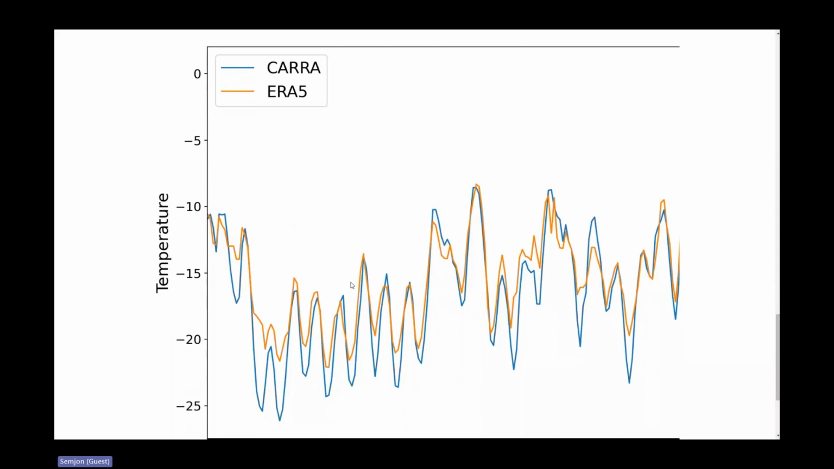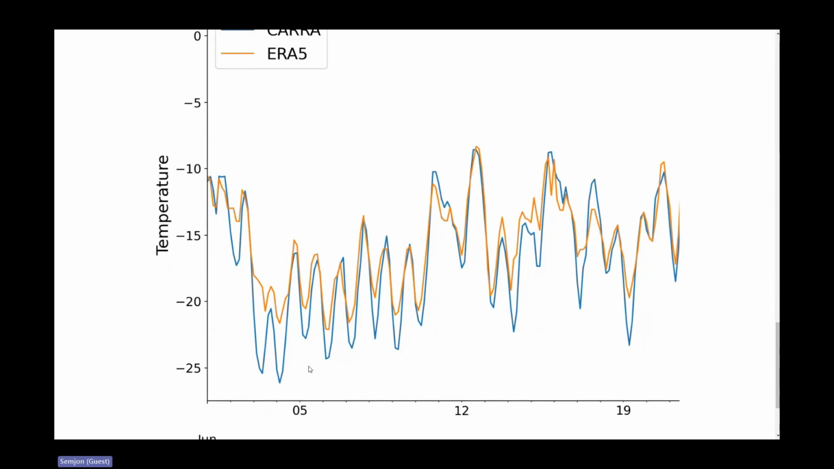We see that the big fluctuations from day to day, due to synoptic changes, agree quite well, but the minimum temperatures are much deeper in CARRA than in ERA 5. And I think that's also something we expect. With a higher resolution, we get more extreme values, though of course, to really quantify if CARRA is better than ERA 5, we would need to compare with observations, but that's not done here. But that could of course also be included.